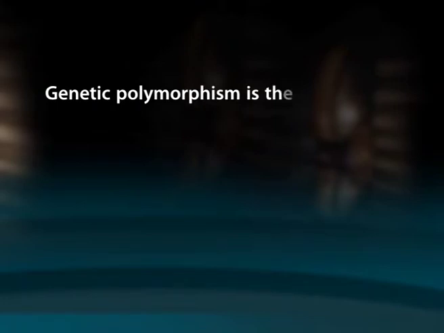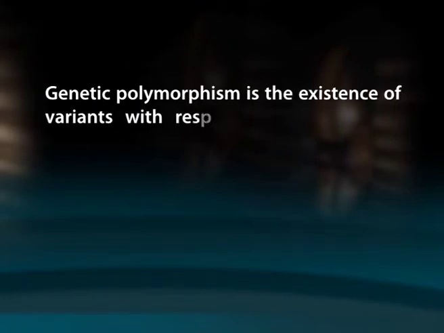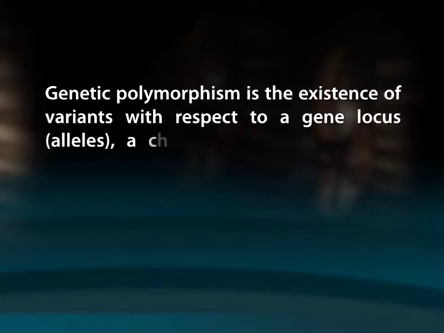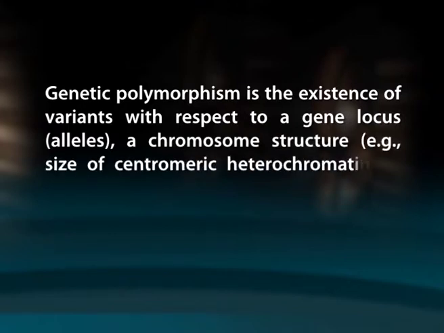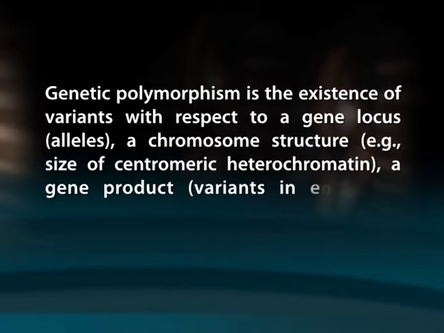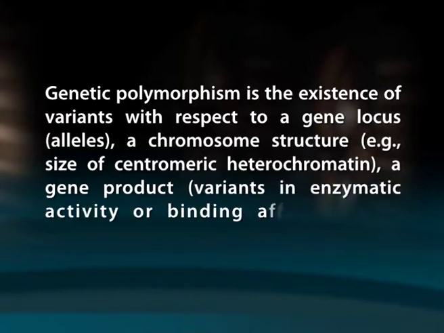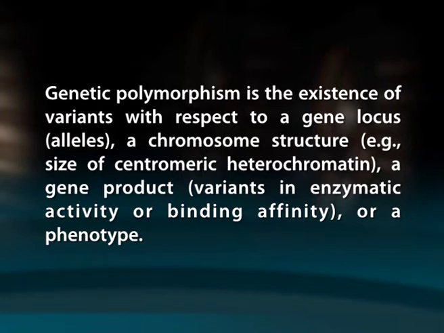Mutation brings about genetic polymorphism in population. Genetic polymorphism is the existence of variants with respect to a gene locus, that is alleles, a chromosome structure, for example size of centromeric heterochromatin, a gene product which includes variants in enzymatic activity or binding affinity, or a phenotype.